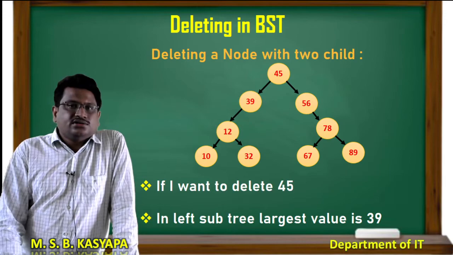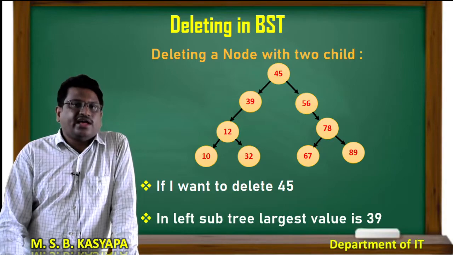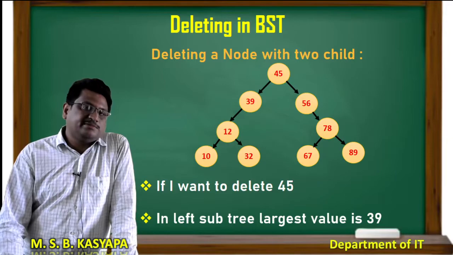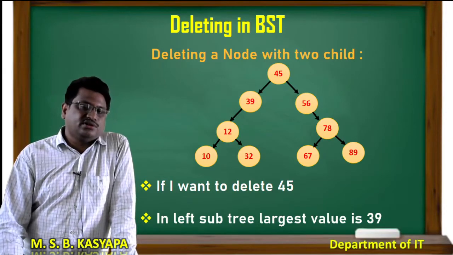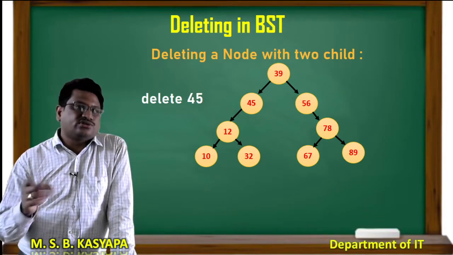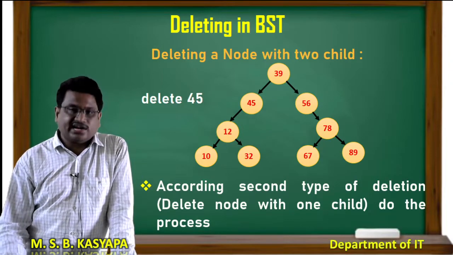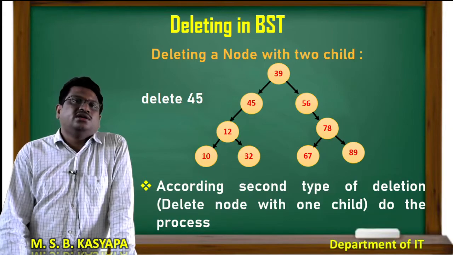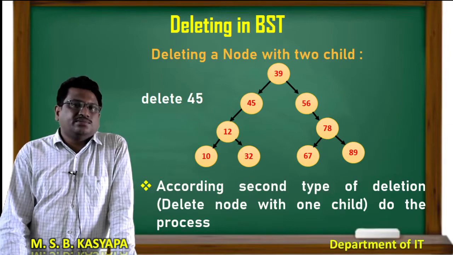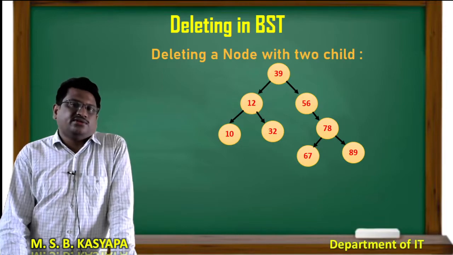So, what have I done? If I want to delete 45, first I find the replacement value. I am finding the replacement value from the left subtree. In the left subtree, the replacement value should be the greatest, so I replace with 39. So, 39 is replaced with 45. Now, it is converted into type 2, which is deleting a value having one child. According to that, I have to establish a connection between the child and parent before deleting the element. Now, after establishing the connection, I can delete the value.